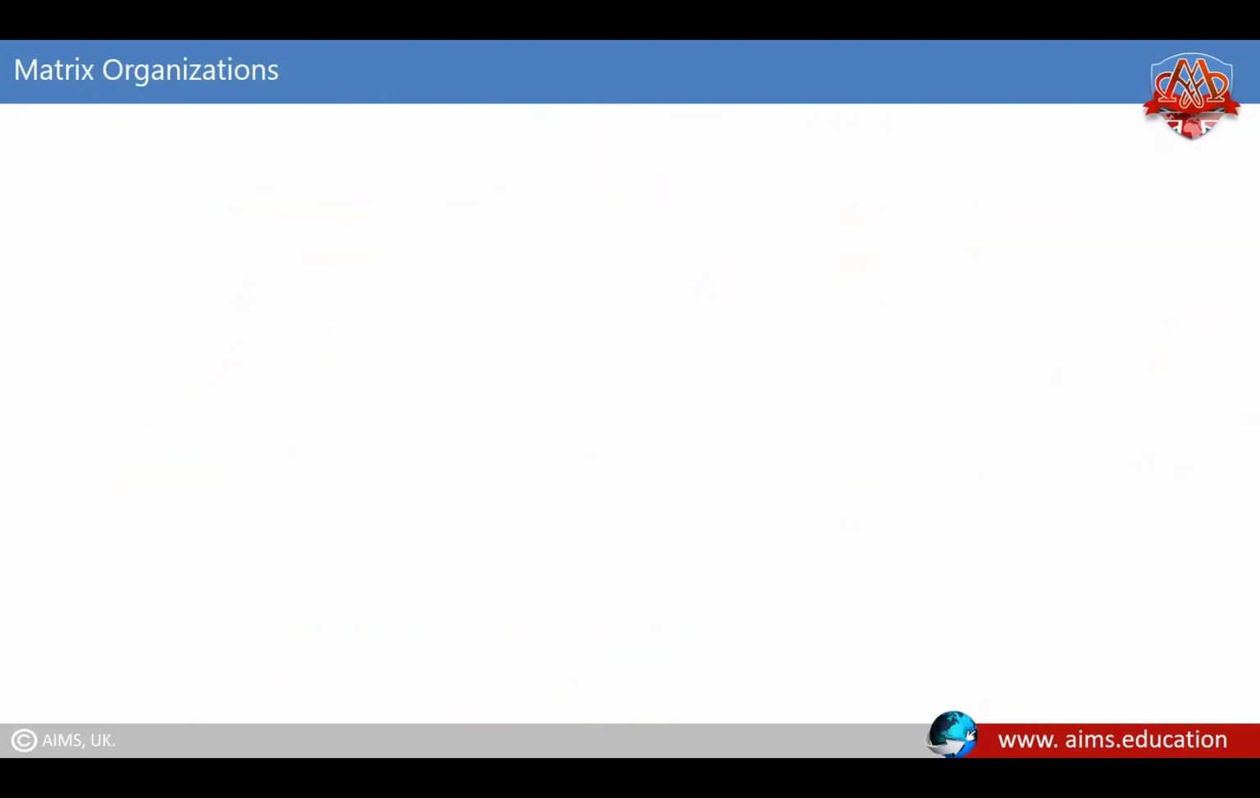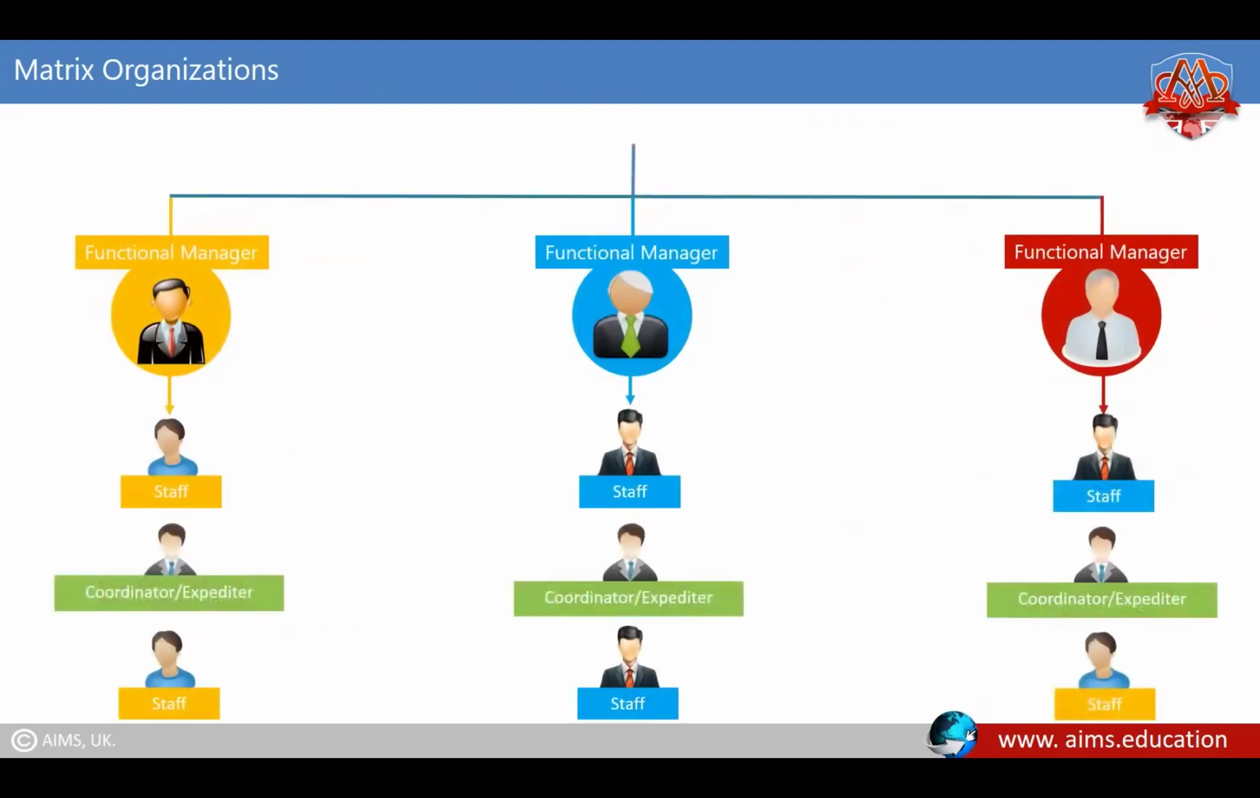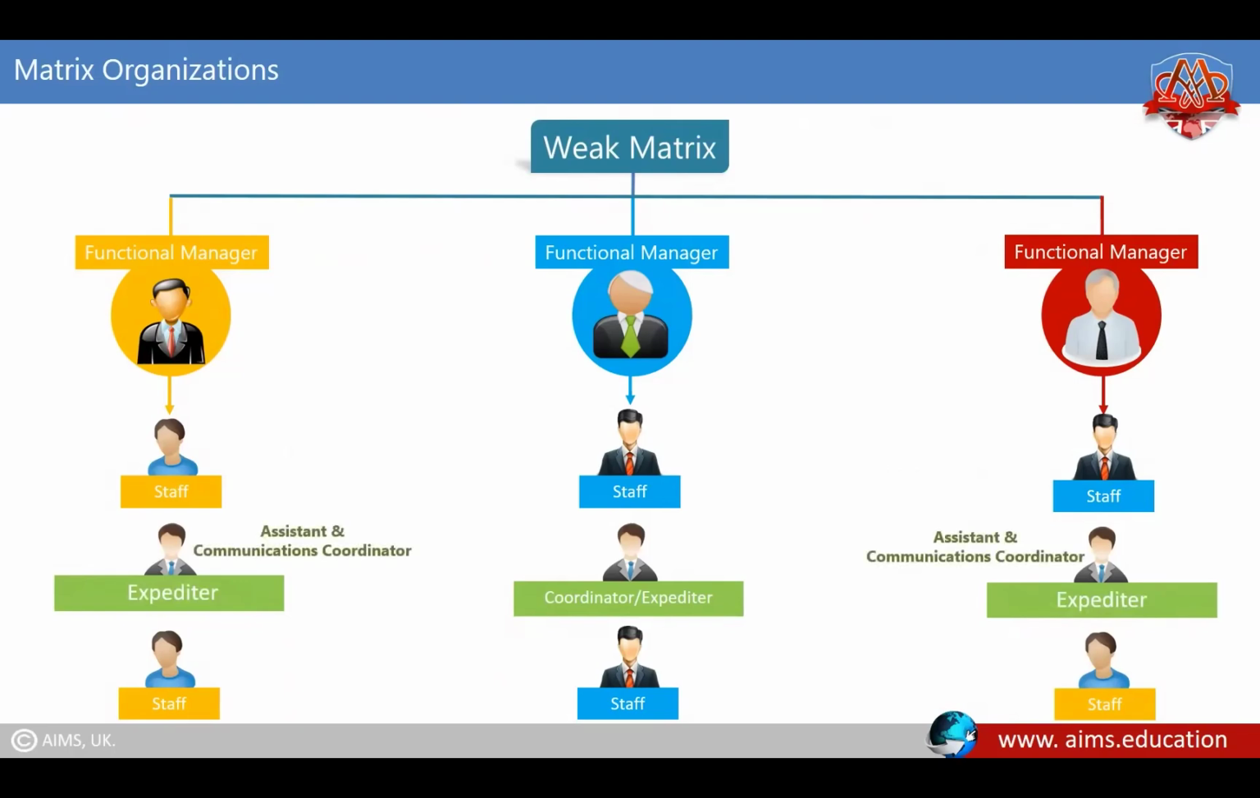The below figure reflects a blend of functional organizations, which is classified as a weak matrix structure. The project expediter works as a staff assistant and communications coordinator, but they do not make or enforce decisions. Project coordinators make some decisions because they have some authority and they report to a higher level manager.